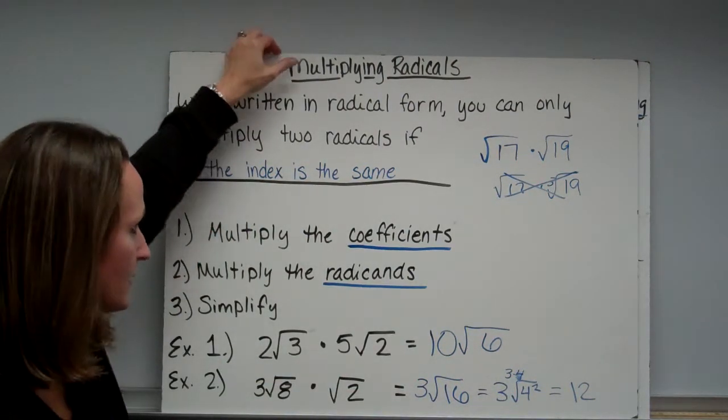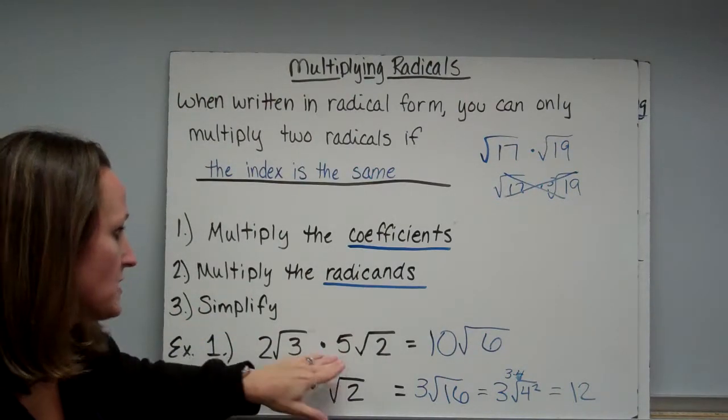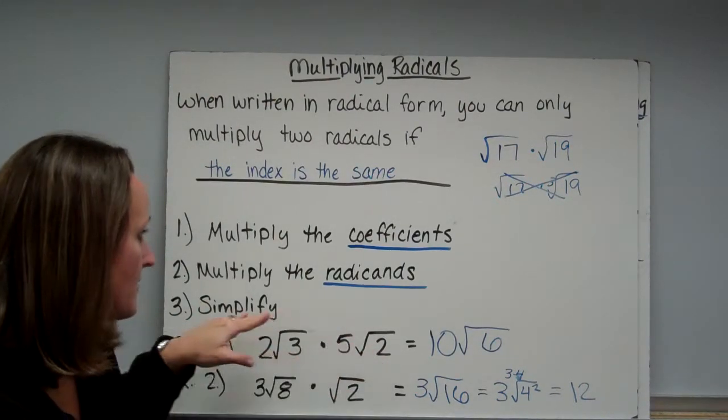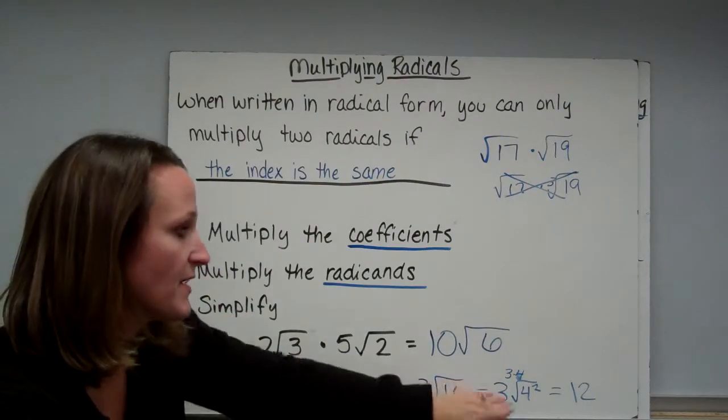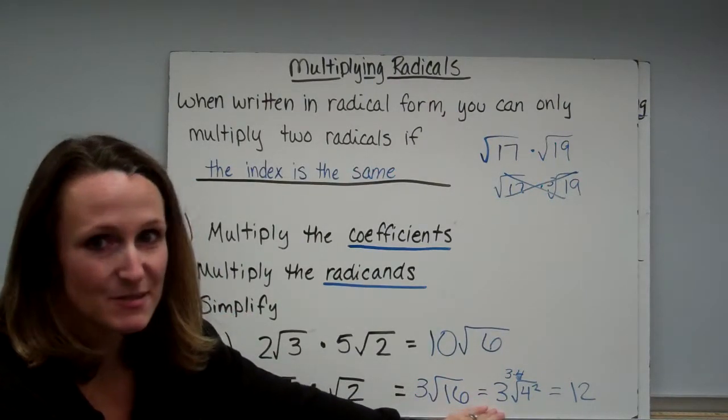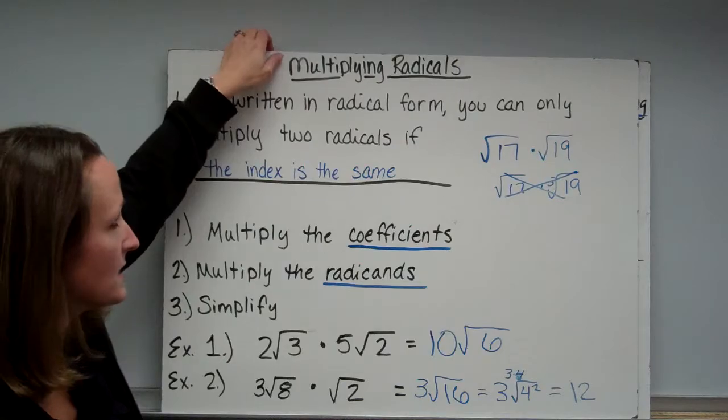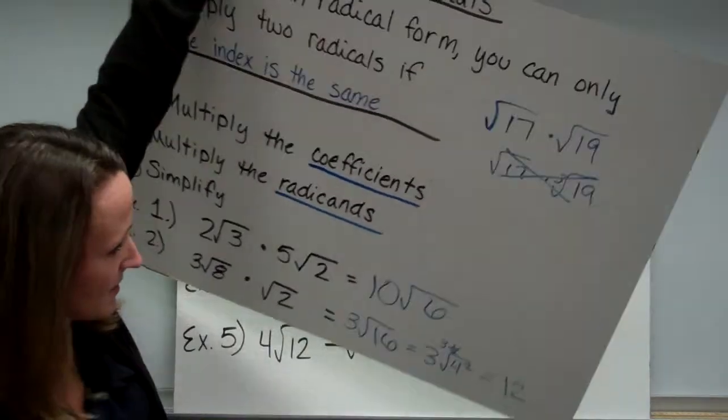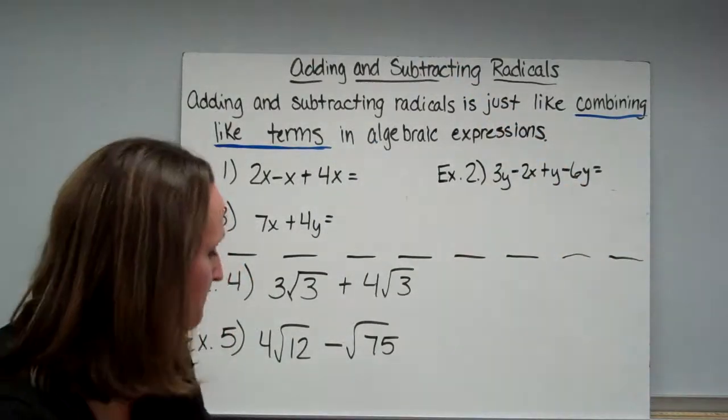So multiplying radicals, again: multiply the coefficients, multiply the radicands, and then simplify. And it's this simplifying step here that sometimes catches people off guard. Okay, so let's take a look at adding and subtracting.